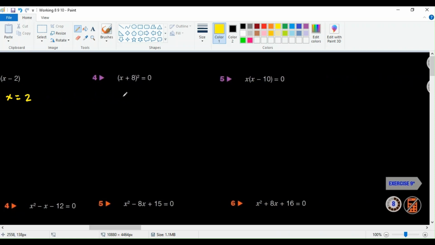Here it says x plus 8 and x plus 8 again. So the final answer is going to be x equals negative 8 in both cases. Now there are two here: x equals 0 and x minus 10 equals 0. That means x equals 10. So this is going to be the answer for this question.